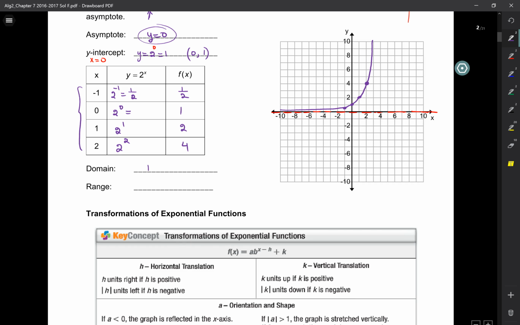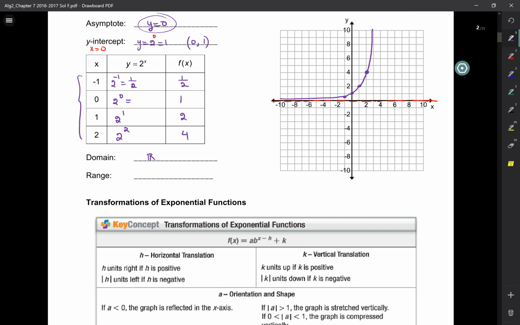All real numbers. All right, so I'll give you a little secret. You ready? Don't tell anybody. Not even your moms. Not even your dads. You ready? The domain for all exponential functions is always all real numbers. You don't even have to think about it. Every single time, this is your free points right here.